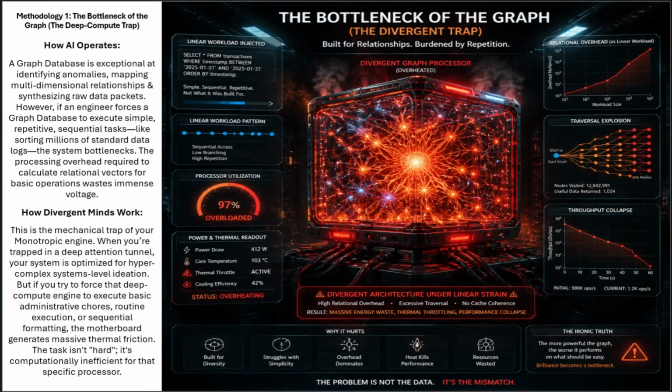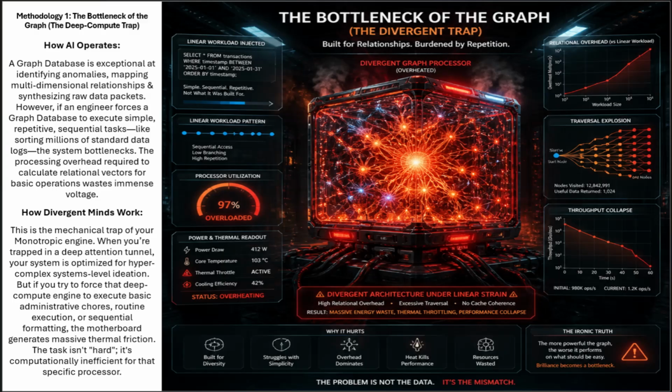Methodology 1. Bottleneck of the graph. The deep compute trap. How AI operates. A graph database is exceptional at identifying anomalies, mapping multidimensional relationships, and synthesizing raw data packets. However, if an engineer forces a graph database to execute simple, repetitive, sequential tasks like sorting millions of standard data logs, the system bottlenecks. The processing overhead required to calculate relational vectors for basic operations wastes immense voltage.